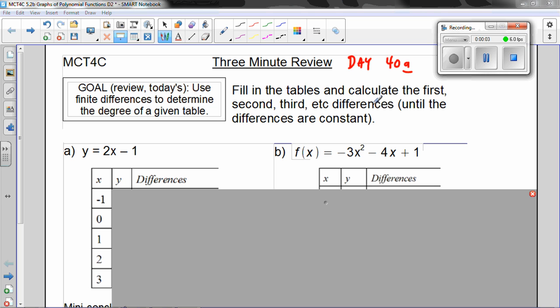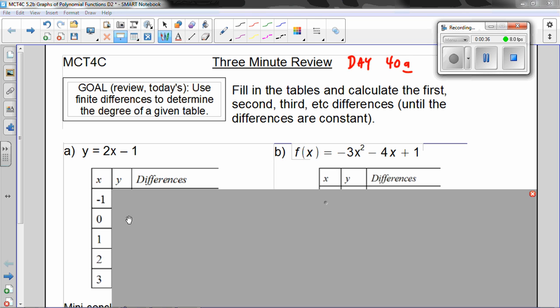MCT4C, day 40. This is part one of a two-part lesson, a double lesson with different topics today. So there are two distinct videos. The first one is basically on tables and how different polynomial functions look in the table. The goal for today is to review finite differences and determine the degree of a given table. It asks us to fill in the tables and calculate the first, second, third, etc. differences until the differences are constant.